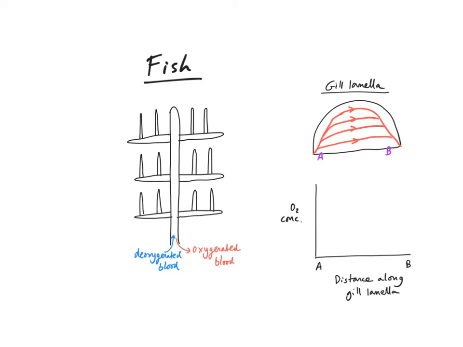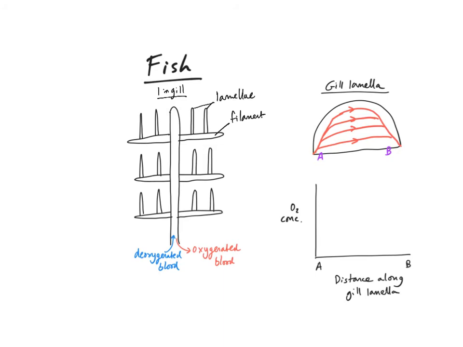So this is a gill. This is one gill. Okay, fish tend to have pairs of them, and they'll have like 4 pairs of gills. Okay, and this is a gill filament. So that's a filament, and on the filament are the lamellae. So I'm pointing to 2 here. So these are the lamellae.